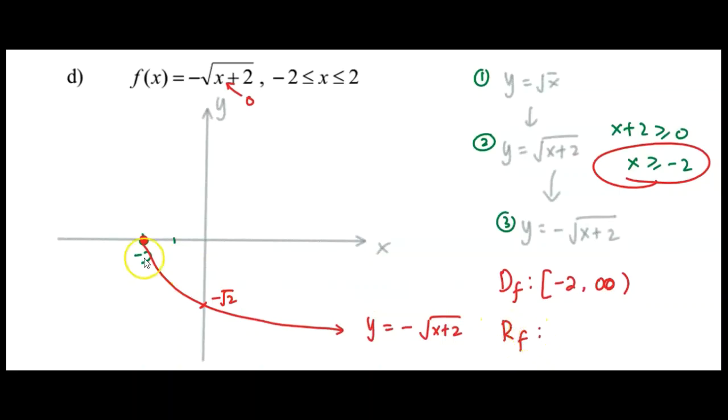And the range as well, you look at the lowest point of your graph. This is the lowest point of the graph. You can see the y value can be represented by negative infinity because the graph is going down. And then the highest point of the graph is this point, and this point has the y value 0. So the range will be negative infinity to 0.